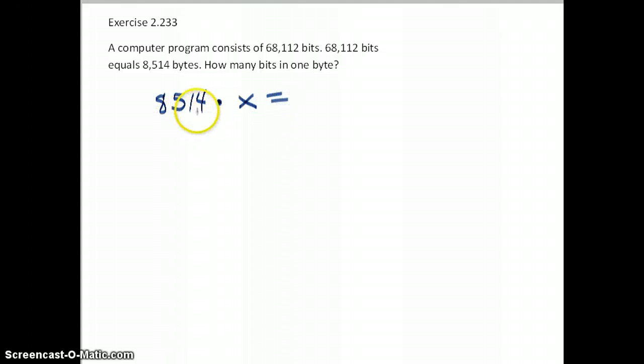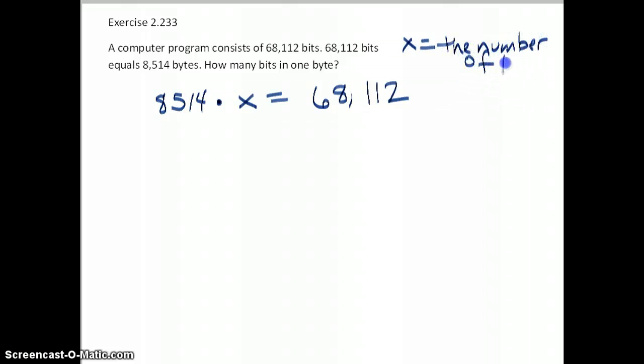So 8,514 times some number gives us the total number of bits that we have, 68,112. Okay, so essentially what I've done here is I've made this into an algebraic equation. What I want to find out is x. X is the number of bits in one byte. Okay, that's the information we're trying to find out.